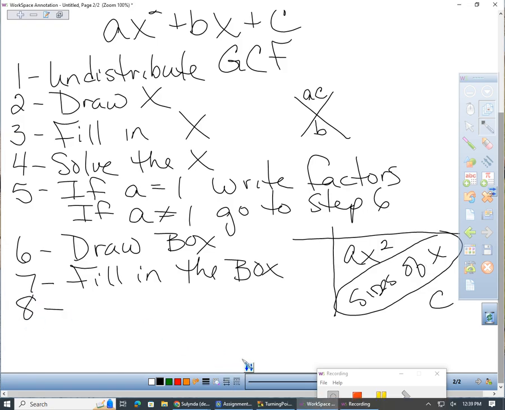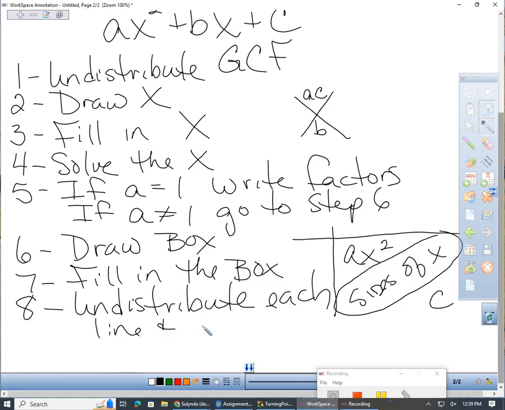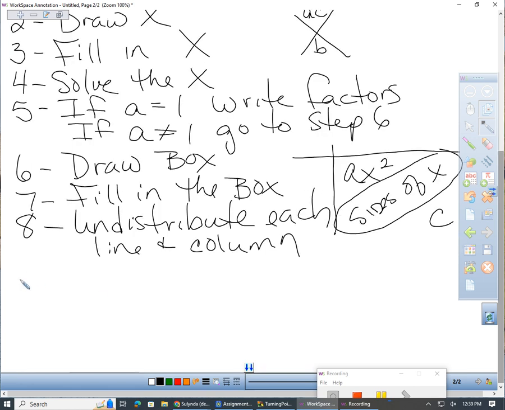Step 8, undistribute each line and row, or column, I guess I better say column. And then step 9, write your factors. So again, I have them written out in detail, so it's not really 9 steps, okay?